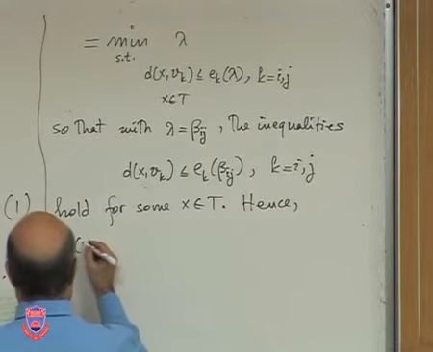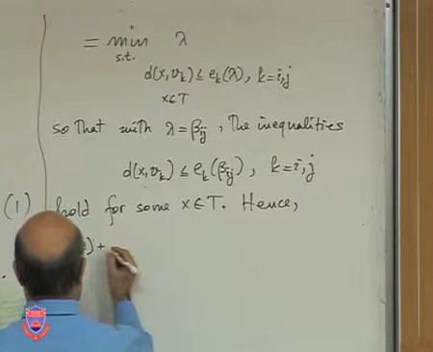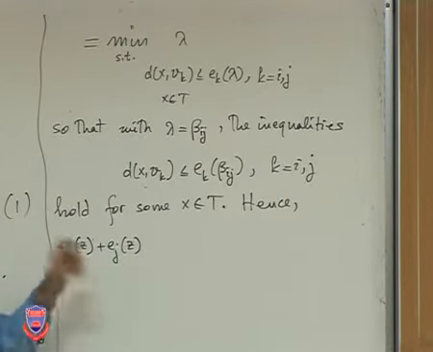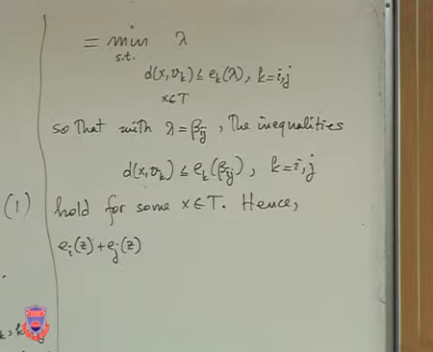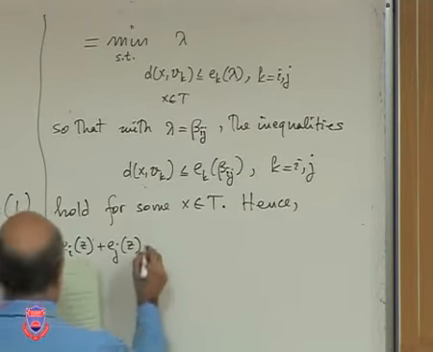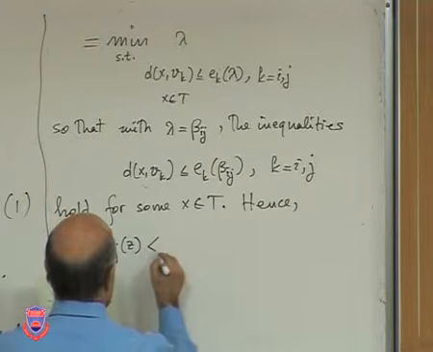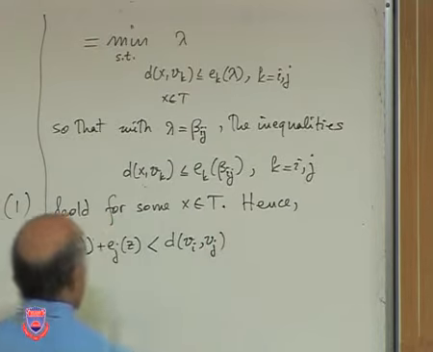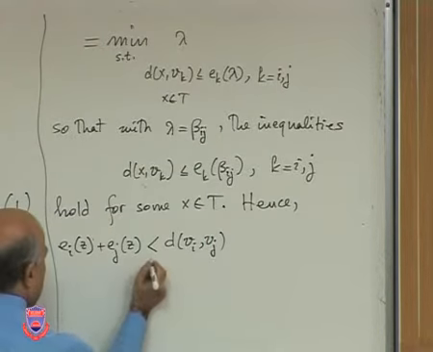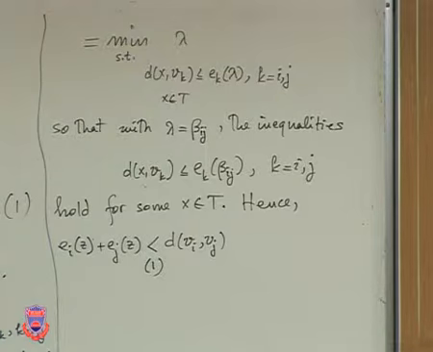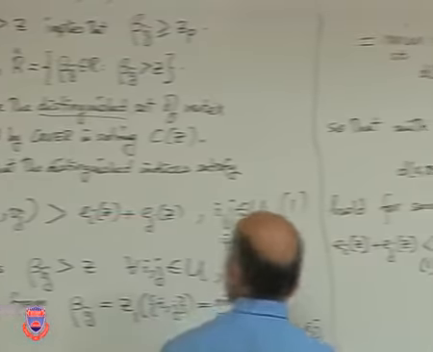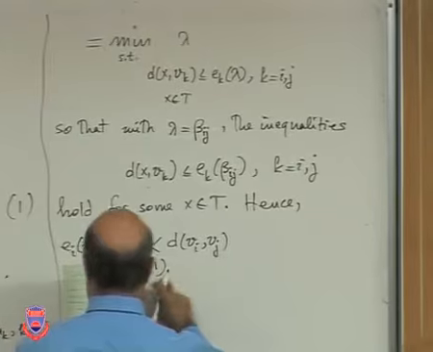I've got ei of z plus ej of z. This z is the particular z we picked in solving the covering problem. Okay? ei of z plus ej of z is less than the distance between vi and vj. Why is this true? This is true because of 1. In 1, we actually argued for that. Whenever i and j are distinguished indices, we've got that. So that comes from 1.